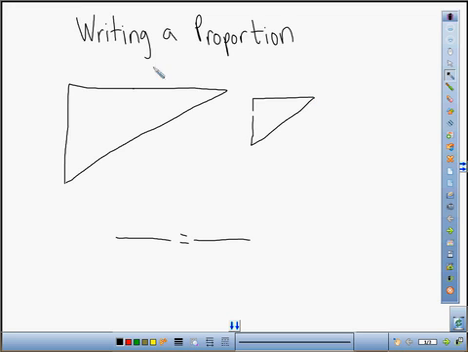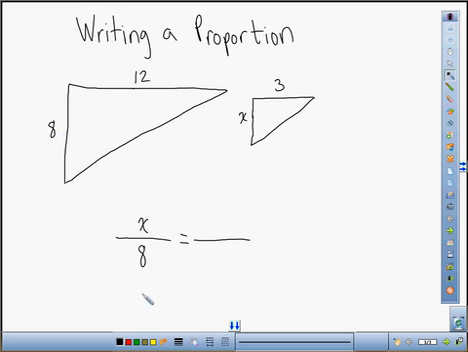So if we have that this side is 12 and this side is 8 and this side is 3, and we want to know what this side is. So we're looking for a proportion. So again, I want to match up sides. So I notice that this side goes with this side. So I'm going to say x goes with 8.